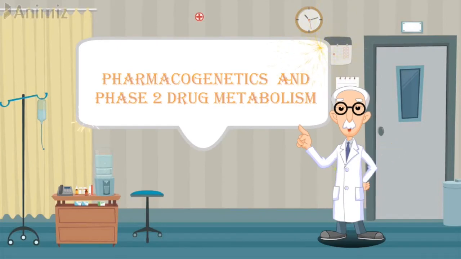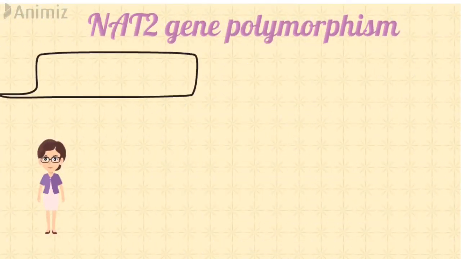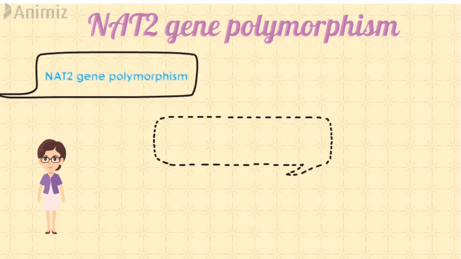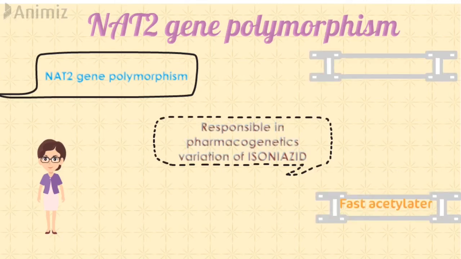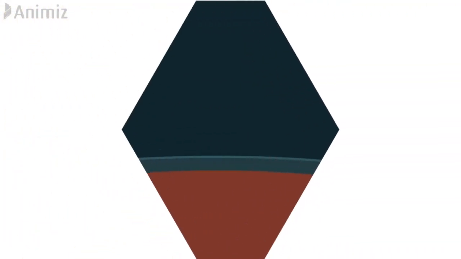Pharmacogenetics and phase 2 drug metabolism. The examples of pharmacogenetics of phase 2 drug metabolism involve the N-acetyltransferase 2 gene polymorphism that is responsible for the pharmacogenetic variation of isoniazid. As a result, most Asians are rapid acetylators, while most Caucasians and Japanese are slow acetylators. Slow acetylation may lead to higher blood levels of the drug and thus an increase in toxic reactions.